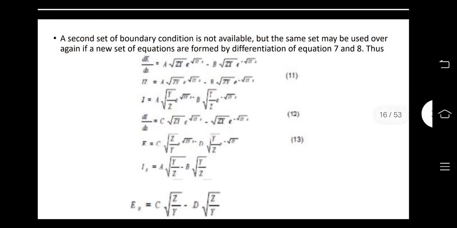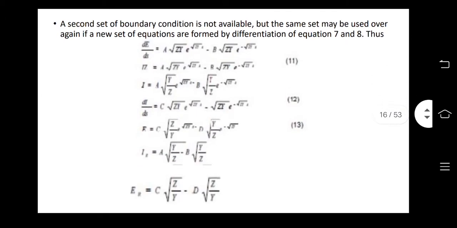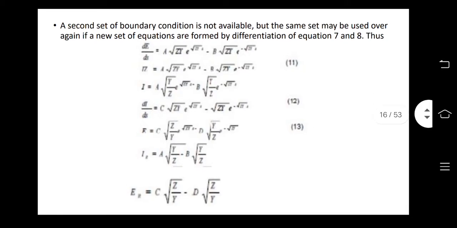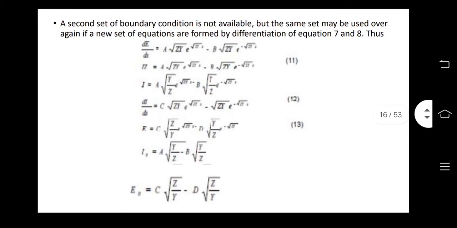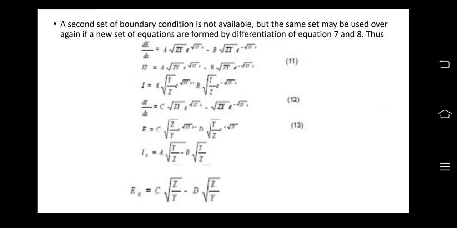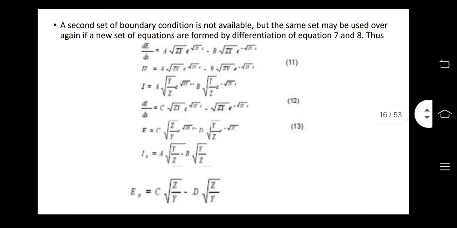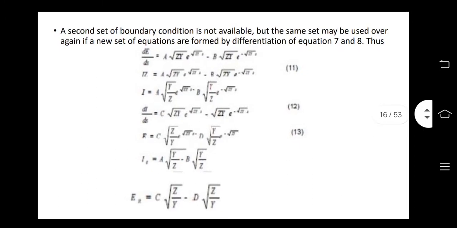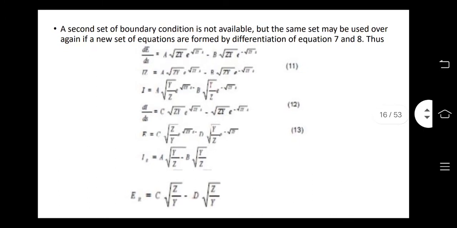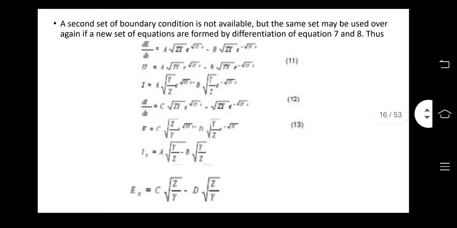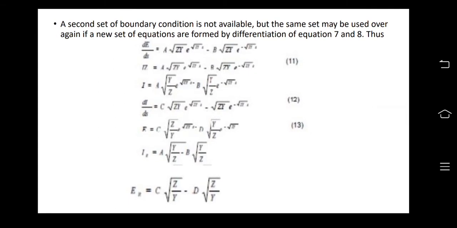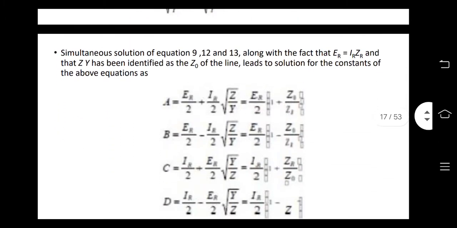So, a second set of boundary conditions is not available, but the same set may be used over again if a new set of equations is formed by differentiation of equations 7 and 8. Thus, your final equations are IR equals A into square root of Y by Z minus B into square root of Y by Z, where ER equals C into square root of Z by Y minus D into square root of Z by Y.